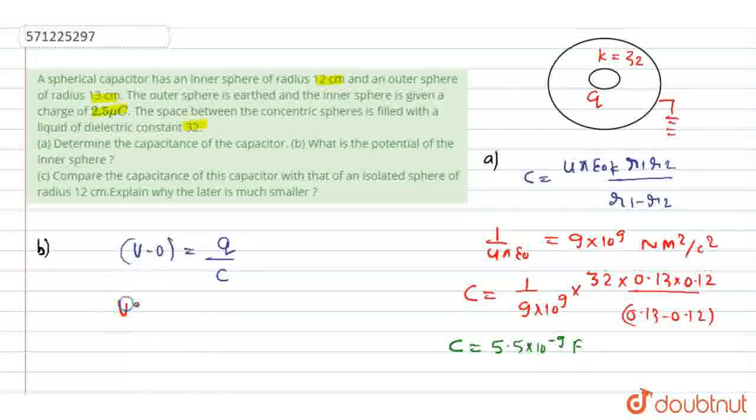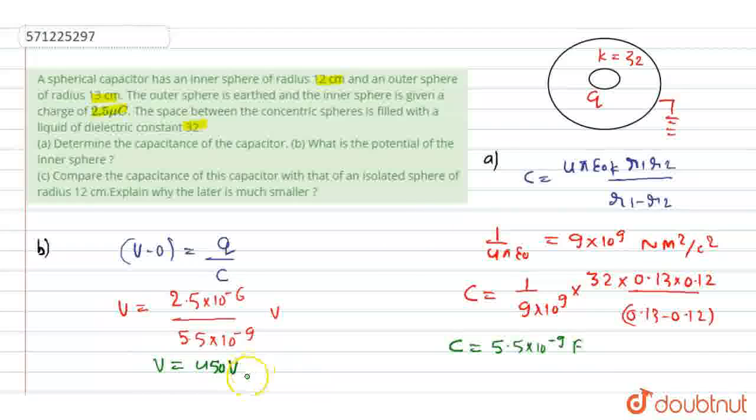So we will get V equals Q, which is 2.5 times 10 to the power minus 6 coulomb, divided by C, which we have calculated as 5.5 times 10 to the power minus 9. This will be in volt, so V will be equal to 450 volt. So this is the second part.